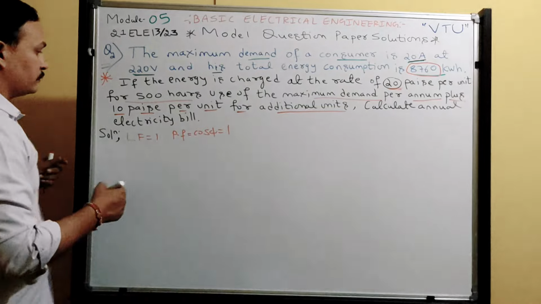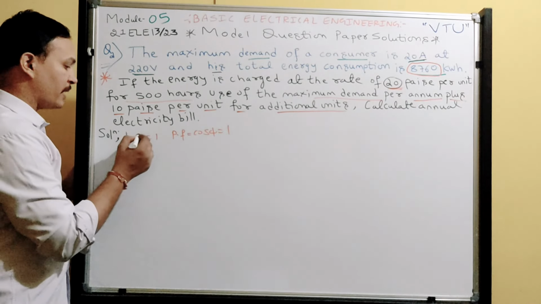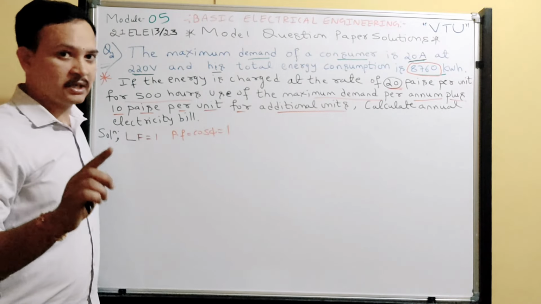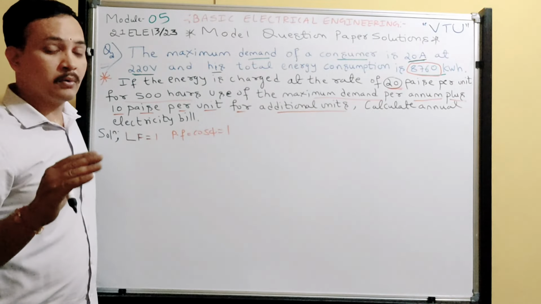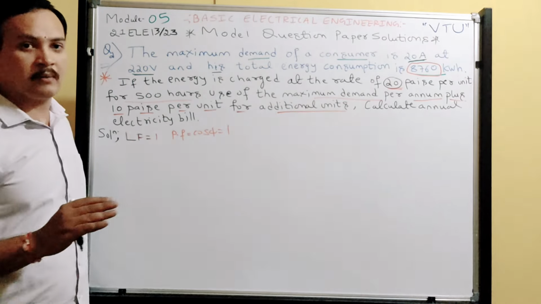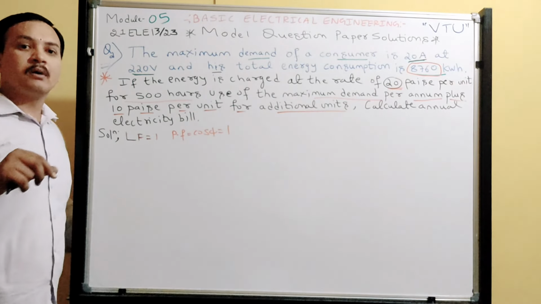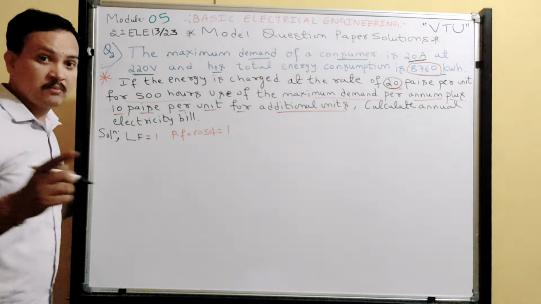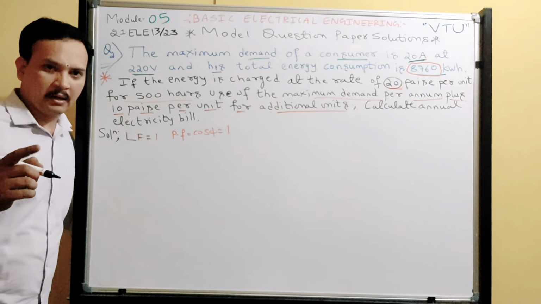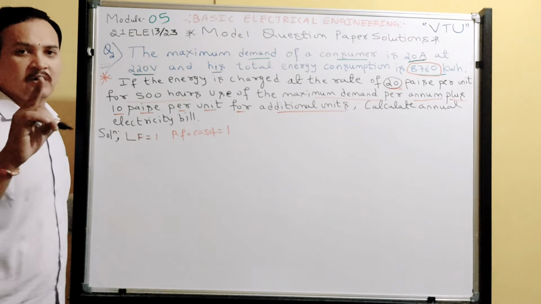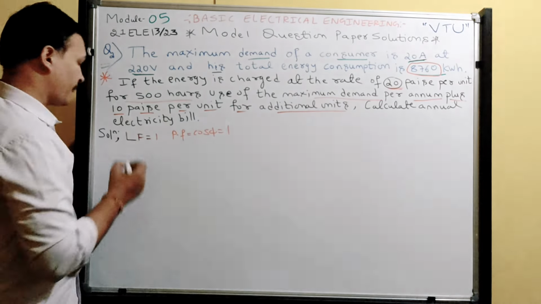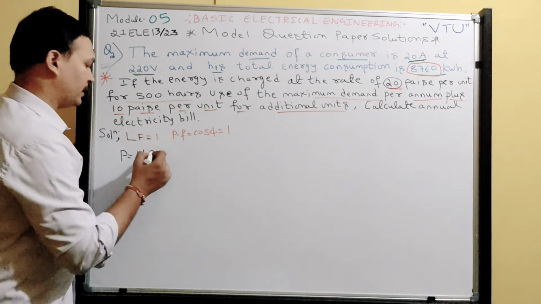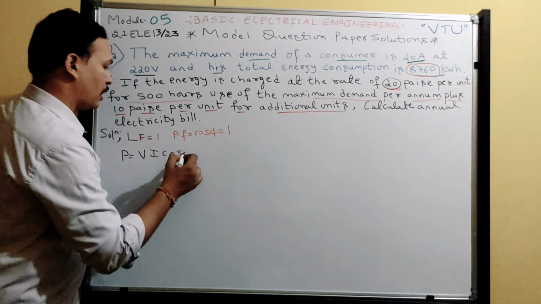Now I need the maximum demand value. In the previous problem they gave 200 kilowatt directly, but in this problem it is not given. They gave maximum demand in terms of voltage and current ratings. What is the unit of maximum demand? Kilowatt or megawatt. Okay, let me take kilowatt. What is the unit of active power? Kilowatt only. So now you can recall the active power formula, that is VI cos phi.